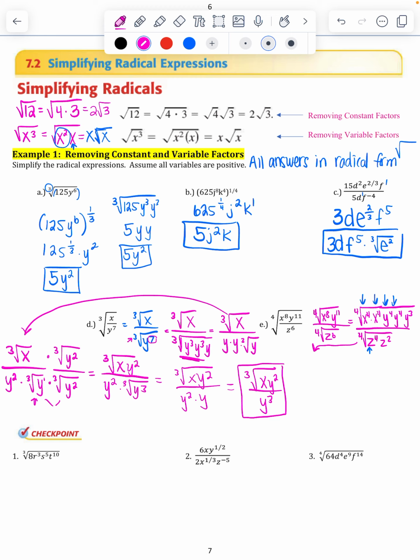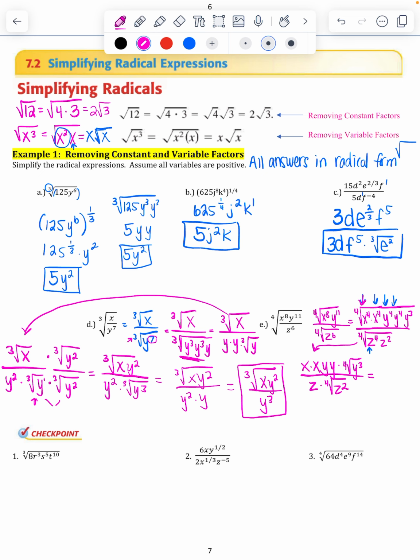So the fourth root of x to the 4th, this one right here, will just equal x. The fourth root of another x to the 4th will equal another x. The fourth root of y to the 4th equals y. The fourth root of another y to the 4th equals y. But we're still going to have the fourth root of that y to the 3rd left over in the numerator over the fourth root of z to the 4th equals z. And we're still going to have the fourth root of z squared left over.